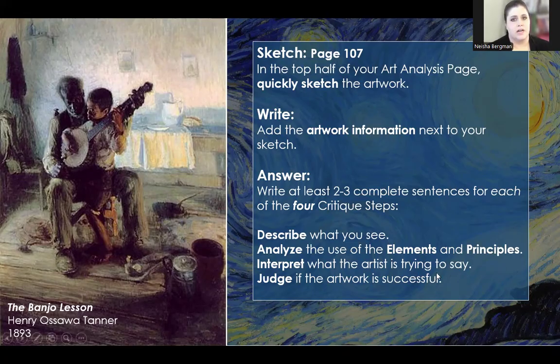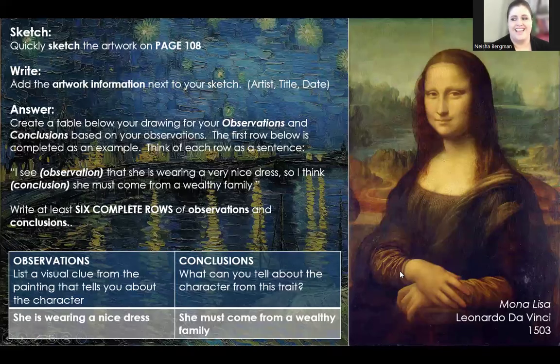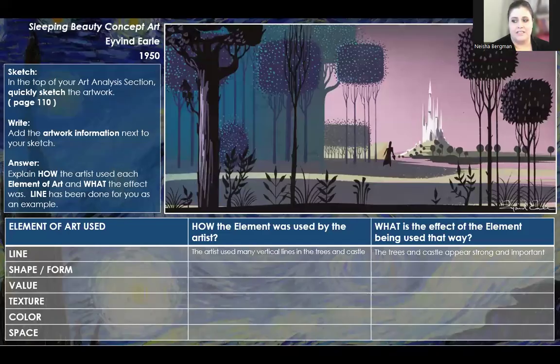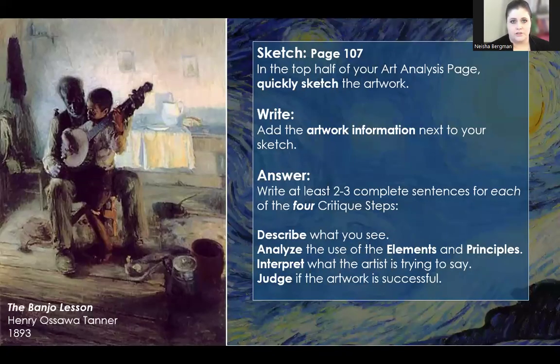Interpret what the artist is trying to say. 2 to 3 sentences to interpret. 2 to 3 sentences to judge if the artwork is successful. And I want you to focus both on the technical success and the conceptual success. So please make sure that you are doing this whole task. We're going to do these every Friday, and they change every time. So you need to make sure that you're paying attention and be ready. I will always tell you the page number, so make sure you're reading it. I will always tell you the artist information, and I will always have an answer task.